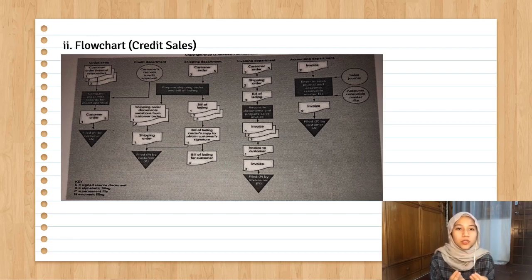The sales order is stamped, paid, and sent to the billing department. Likewise, when the customer pays cash over the counter, the money is taken by the cashier and the sales order is stamped, paid, and sent to the billing department. And then we will move forward to the billing department.